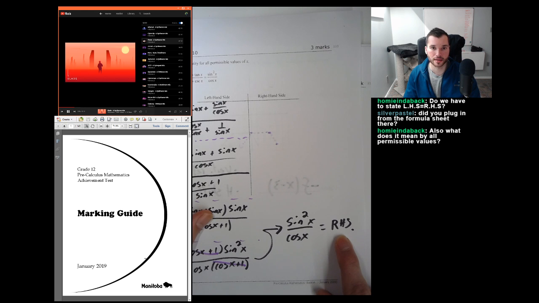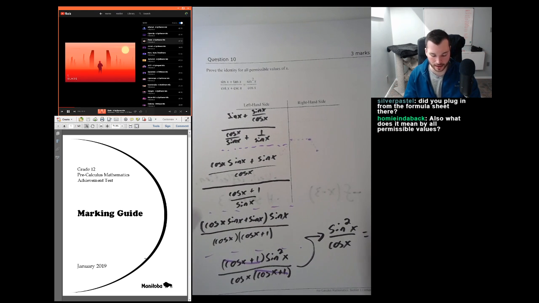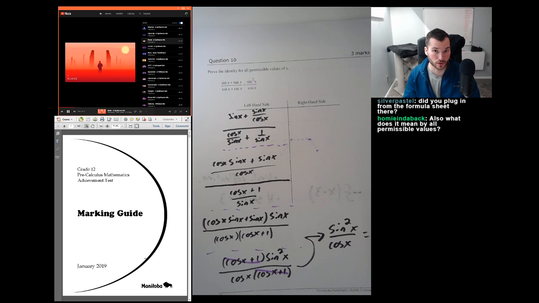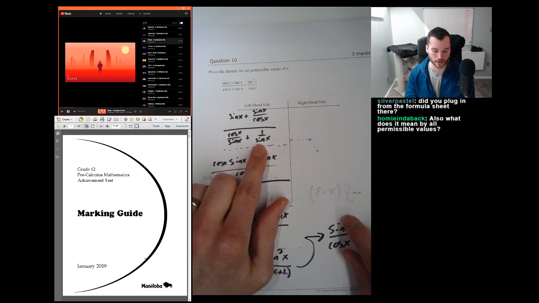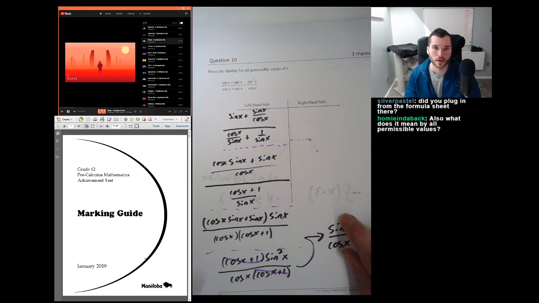Did you plug in from the... No, I never used the formula sheet whatsoever. There was nothing here that was even on the formula sheet, to be honest with you. I didn't use the Pythagorean theorem, and the trig identities for cosecant and cotangent are not on there.